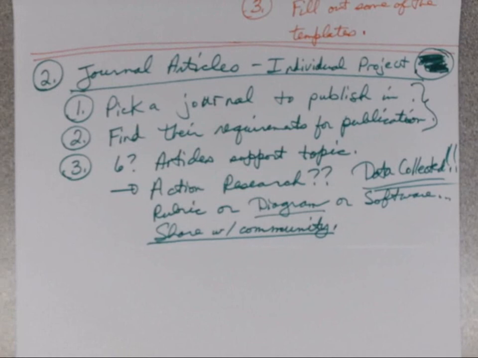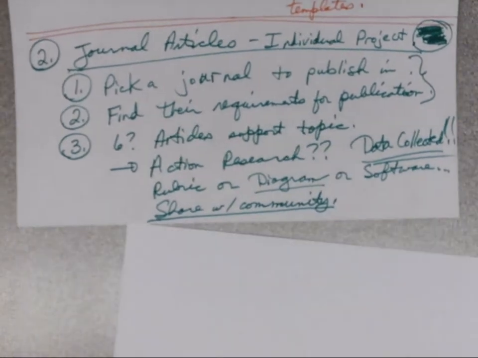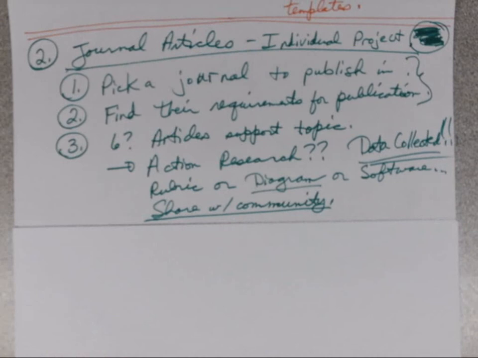You still need 6 articles that are similar to support your topic and to act as a reference section, to be your literature review, so you still need to do that. But absolutely, this does not have to be made up, and it does not have to be the same topic as your research paper. So this is very individualized. That's why it's called an individual project. And you really need to think about it. And if you have questions, you can bounce them off me and send me emails. I'm glad to talk to you about your process, okay?